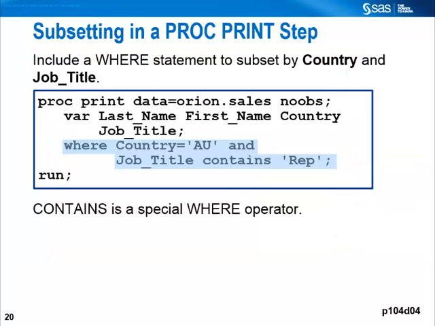Subsetting in a PROC PRINT step: include a WHERE statement to subset by country and job title. So if we submit this program, PROC PRINT DATA equals orient.sales NOOBS, WHERE last name, first name, country, job title, WHERE country equals AU and job title contains rep. So those are the representatives for sales. CONTAINS is a special WHERE operator.